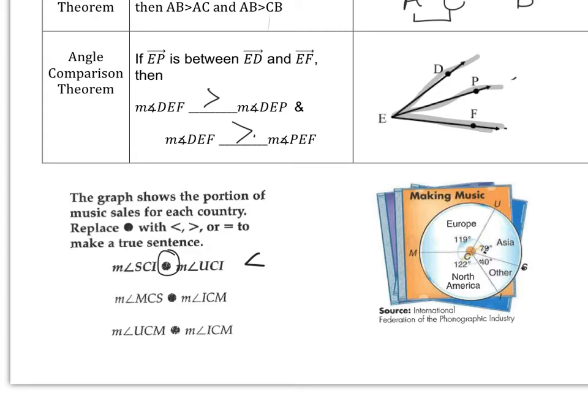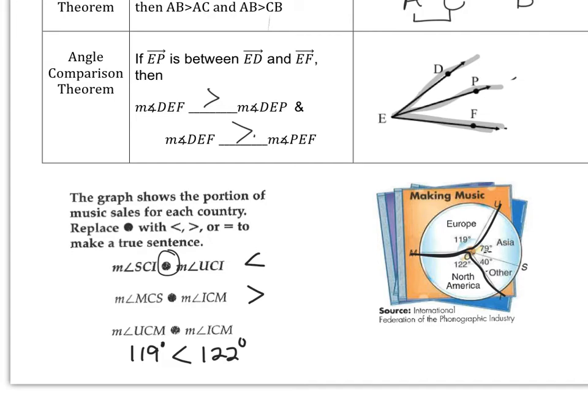All right, and now angle MCS and angle ICM. Angle MCS is the larger angle, so it's greater than angle ICM. And the last example on this picture, angle UCM and angle ICM. For this one, I'm going to look at those measurements right here. Angle UCM is 119 degrees, and angle ICM is 122 degrees. So I'm going to use the less than symbol because angle UCM is less than angle ICM.